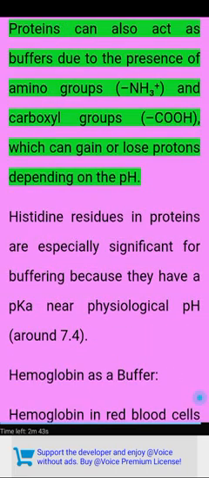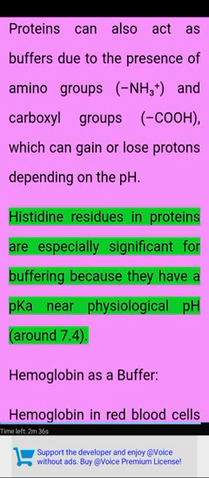Protein buffering. Proteins can also act as buffers due to the presence of amino groups (NH2) and carboxyl groups (COOH), which can gain or lose protons depending on the pH. Histidine residues in proteins are especially significant for buffering because they have a pKa near physiological pH, around 7.4.